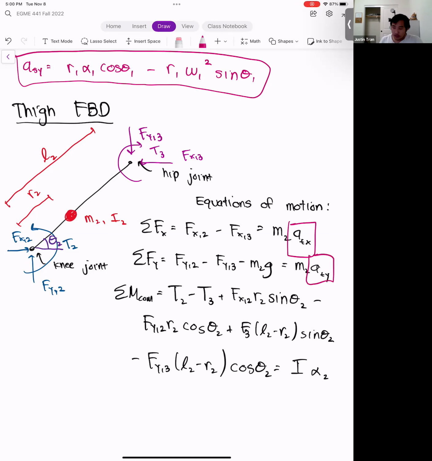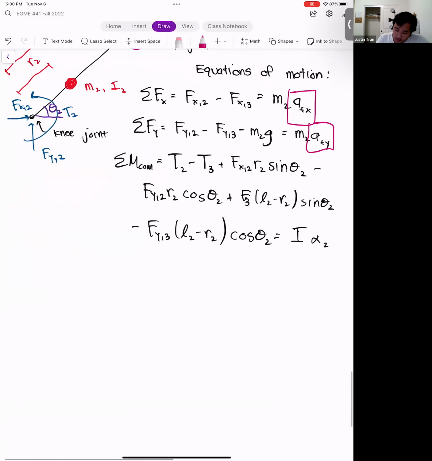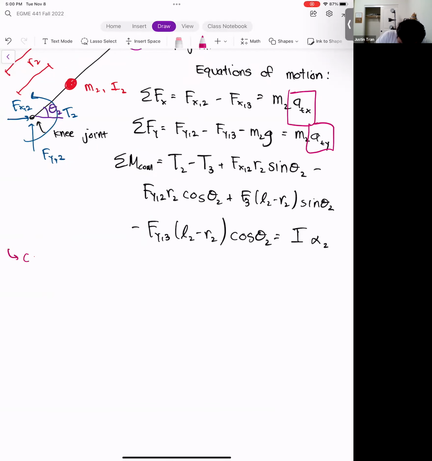All right, just like last time, the last thing we need to do to complete these equations is to compute ATX and ATY. So let's go ahead and do that down here. All right, so let's start with the x position of the thigh.